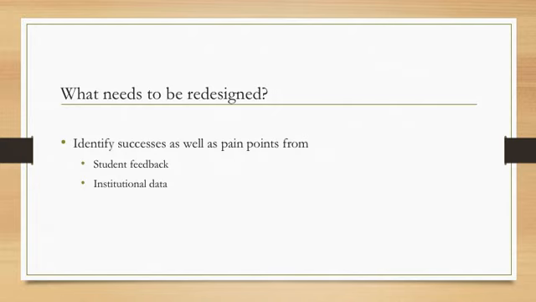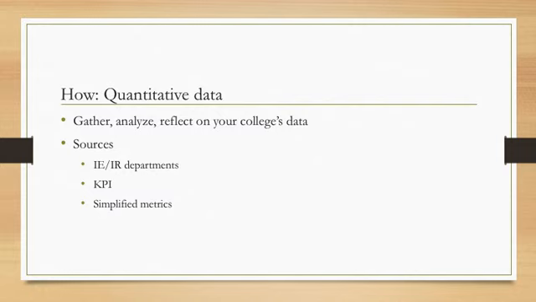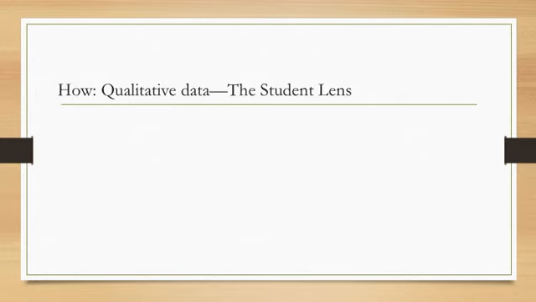For quantitative data, most colleges turn to their in-house institutional effectiveness departments, as well as to existing key performance indicators and the simplified metrics. For qualitative data, colleges work with their students on an ongoing basis to truly learn how they see and experience life on our campus.